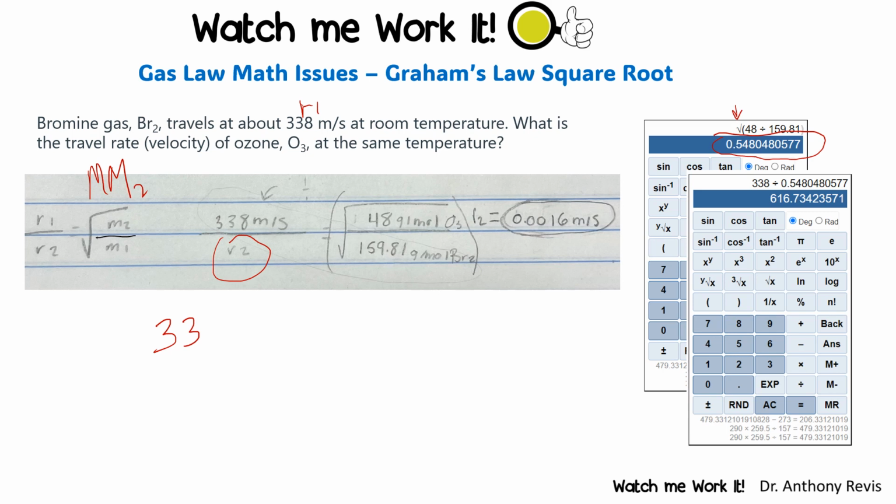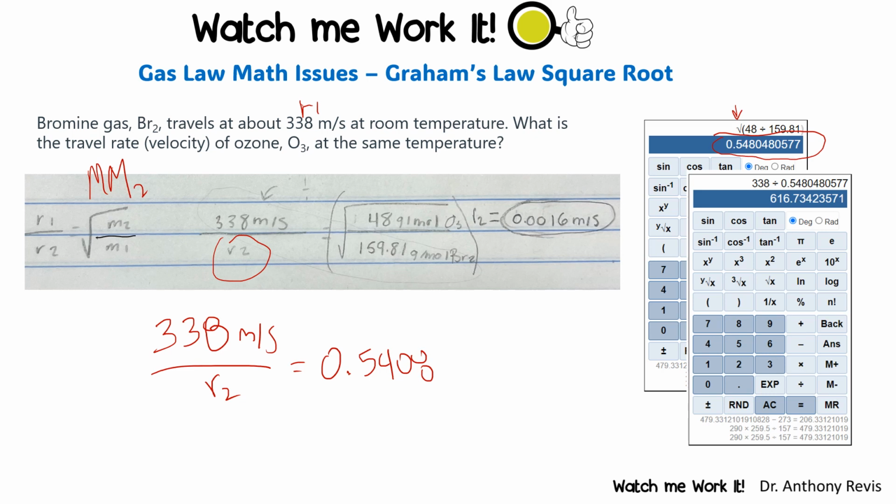So once you're at this point, what you have is a mathematical equation that looks like this. You have 338 meters per second over the unknown R2 equals, I've taken the square root of that, 0.5408, and all the rest of the digits. I'm just going to stop right here.